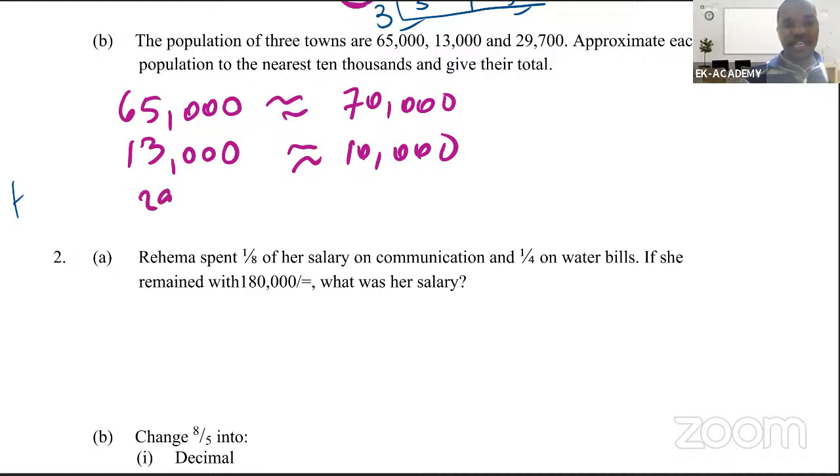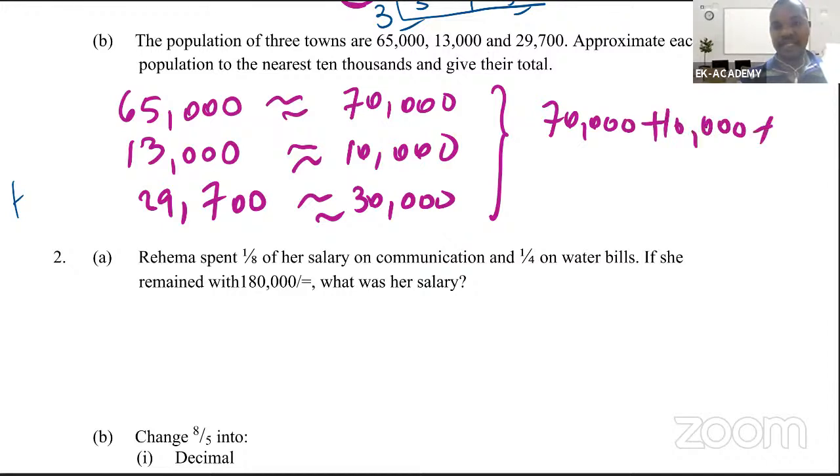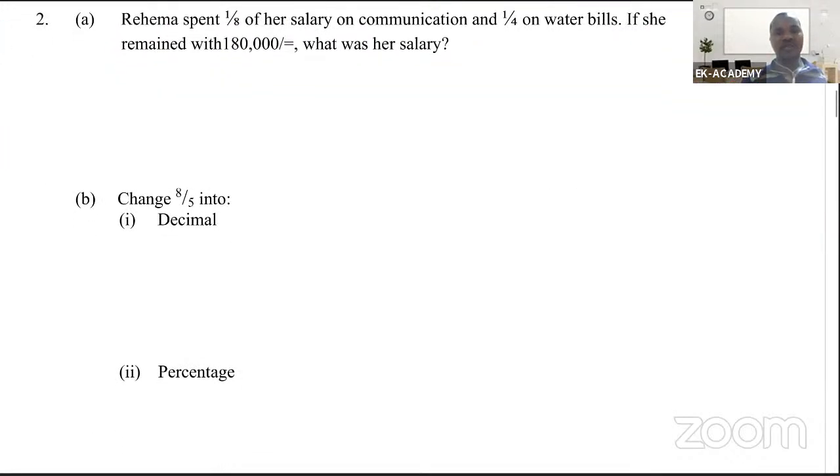And then you have 29,700. This is approximately now equal to 30,000. So the next stage, we are going to add them. We are going to take 70,000 plus 10,000 plus 30,000. You get actually 110,000. So the population is approximately 110,000 people, dear students. We go to question number 2B.